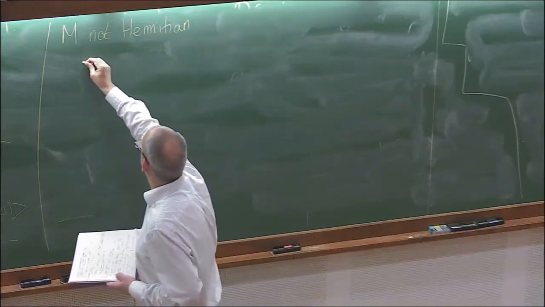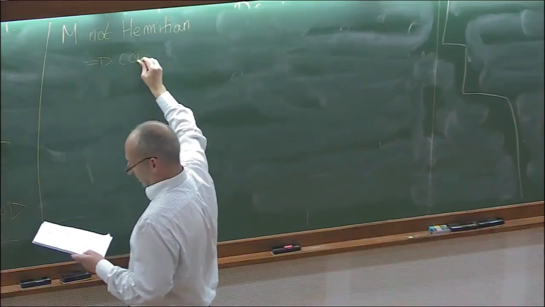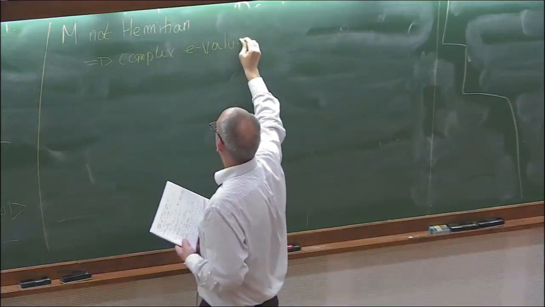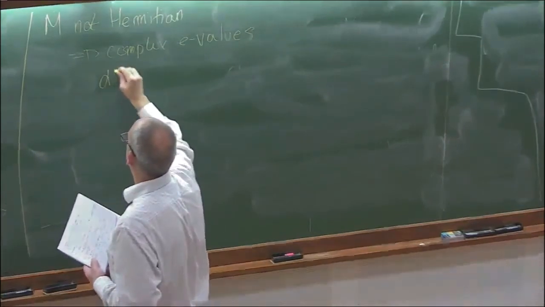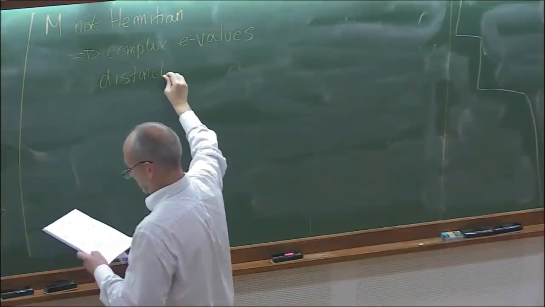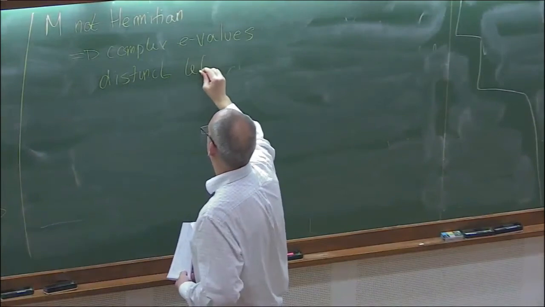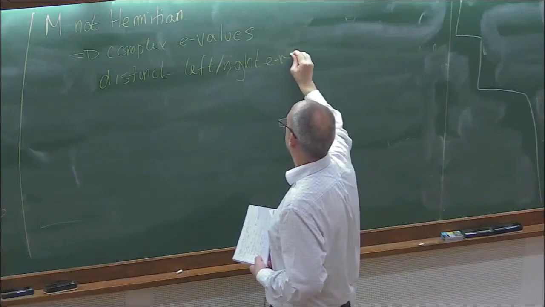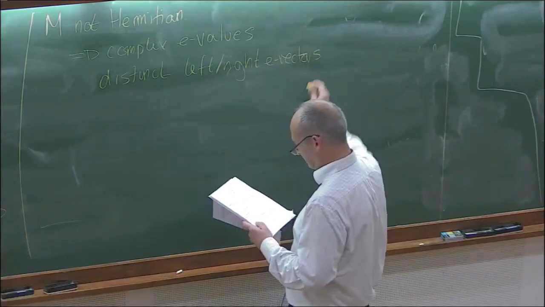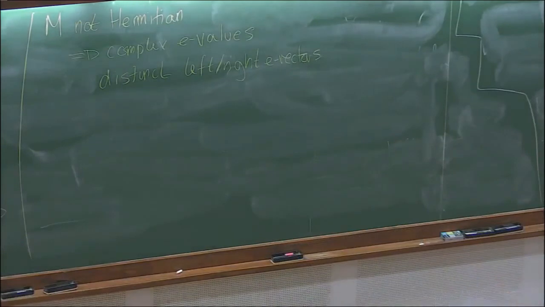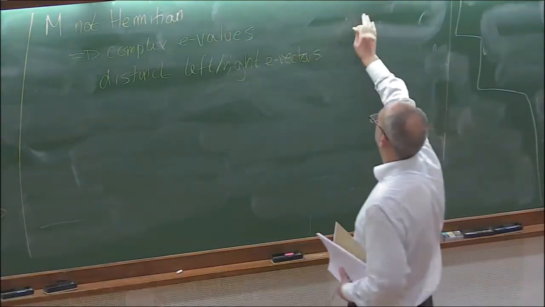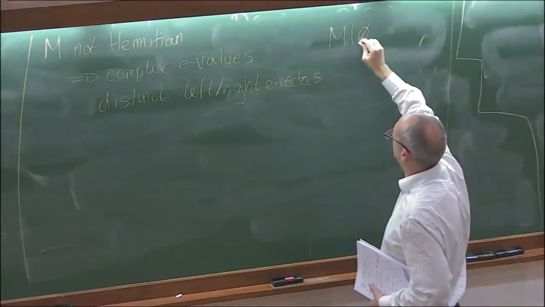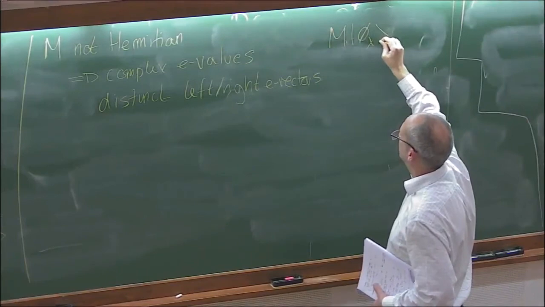So what this implies is that you have complex eigenvalues. And also the other thing is that you have distinct left, right eigenvectors. So what I mean by that, I can write an eigenvector on the right. Let me label it by lambda, the eigenvalue.